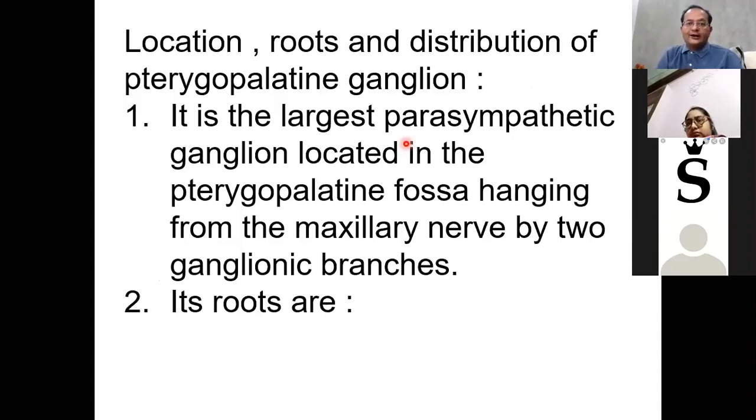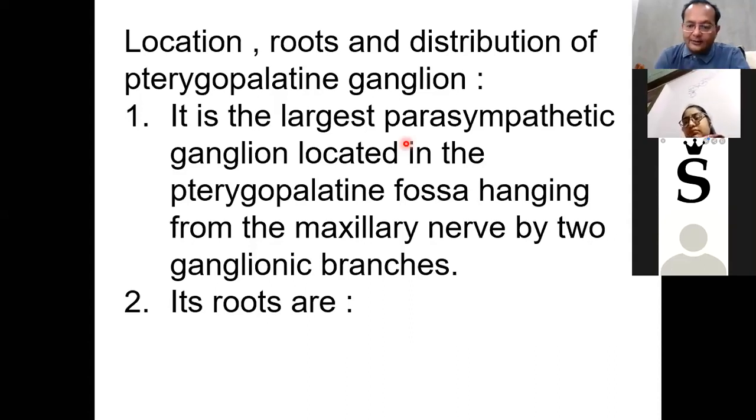Location, roots and distribution of pterygopalatine ganglion. So number first point, it is the largest parasympathetic peripheral ganglion located in the pterygopalatine fossa, hanging from the maxillary nerve by two ganglionic branches. Actually, it is topographically related with maxillary nerve. Pterygopalatine ganglion is topographically related with maxillary nerve.